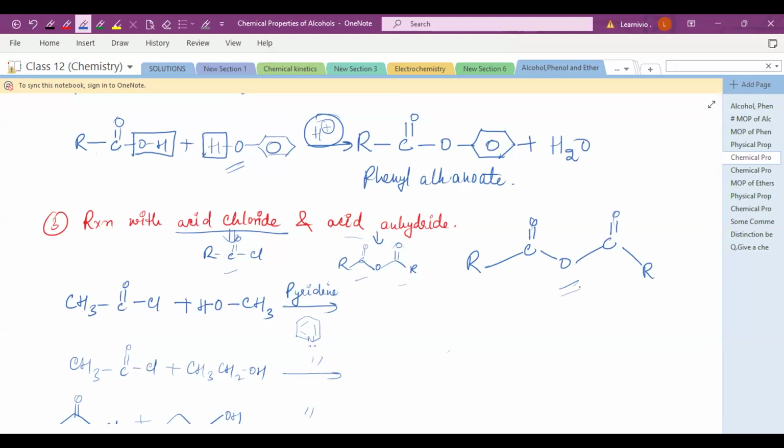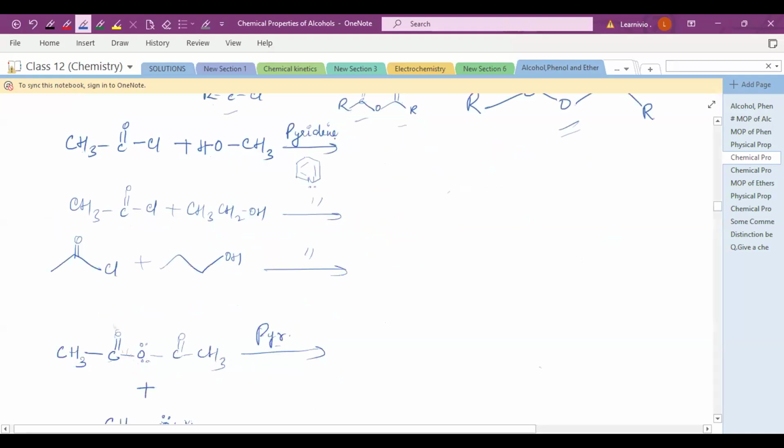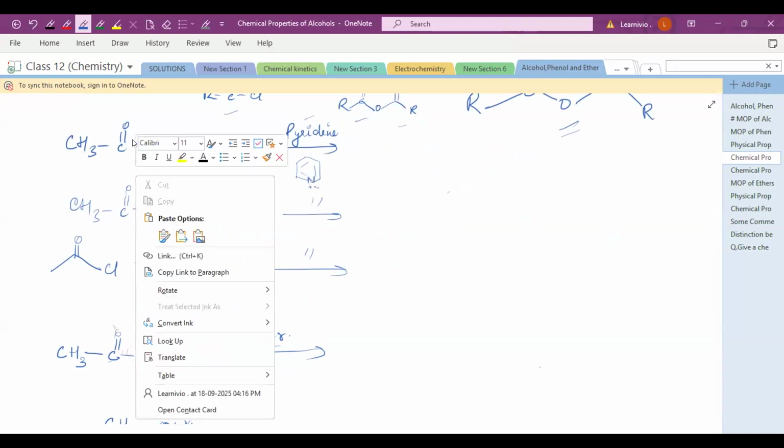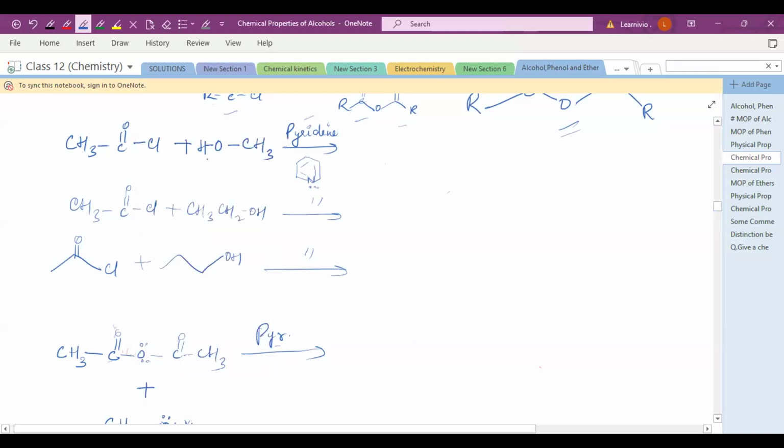So basically, this reaction occurs in the basic medium. We just take pyridine as a catalyst over here. And what is the structure of pyridine? This is the structure of pyridine. So CH3CH2COCl, which is an acid chloride, this is an acyl chloride or acid chloride, plus your methanol CH3OH. So when you react this methanol with acid chloride, what happens in the presence of pyridine?